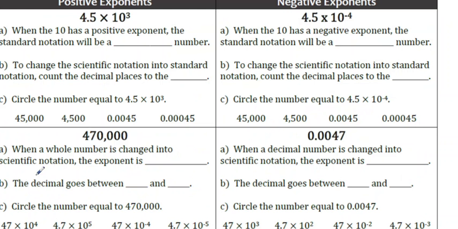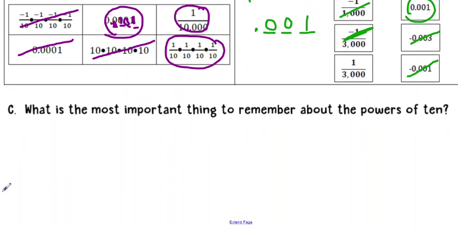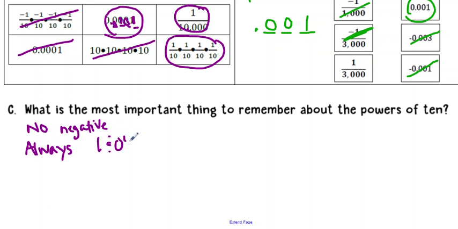Okay, oh sorry, we need to answer this question over here. It says, at the bottom of this page, what's the most important thing to remember about powers of 10? Okay, a couple of things to remember. A negative exponent does not mean no negative answers, it does not make your answer negative. Okay, it also is always going to be, powers of 10 answers are always going to be 1s and 0s.